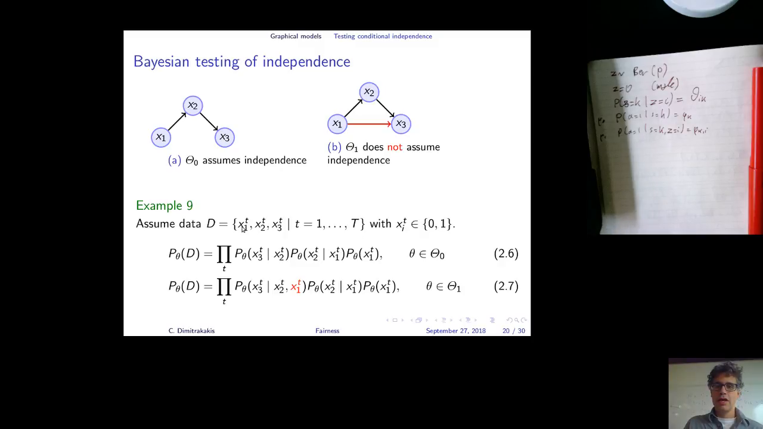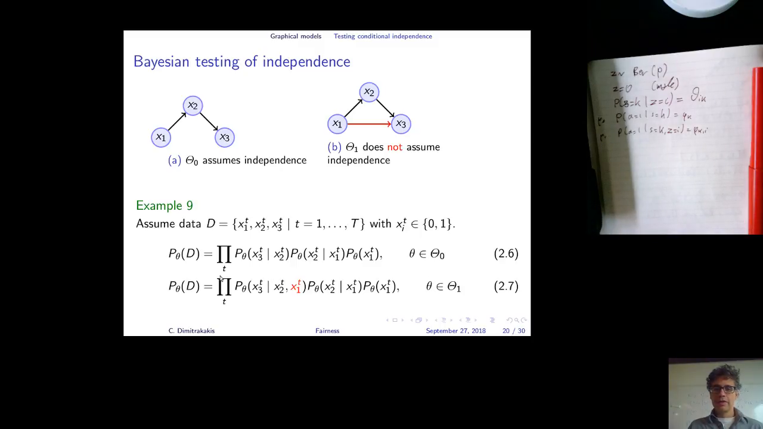Okay. And so there are triplets, and we have many time steps from t equal 1 to capital T. And then for the first model, where there's no dependence, for any possible parameter value for that model, the probability of the data is basically the product of these factors: the probability of x1, the probability of x2 given x1, and the probability of x3 given x2.